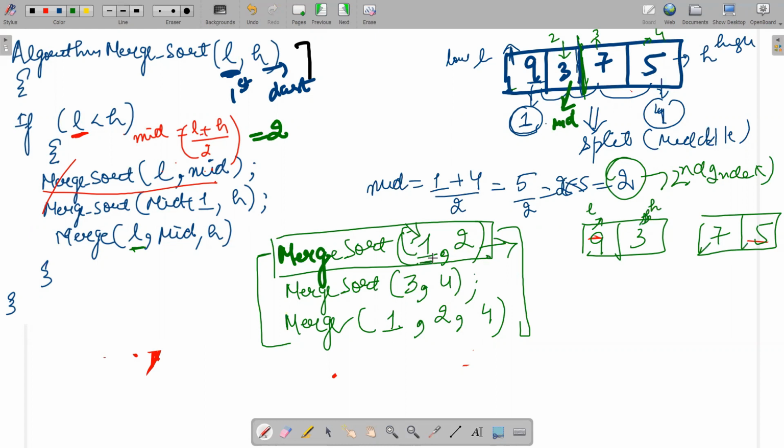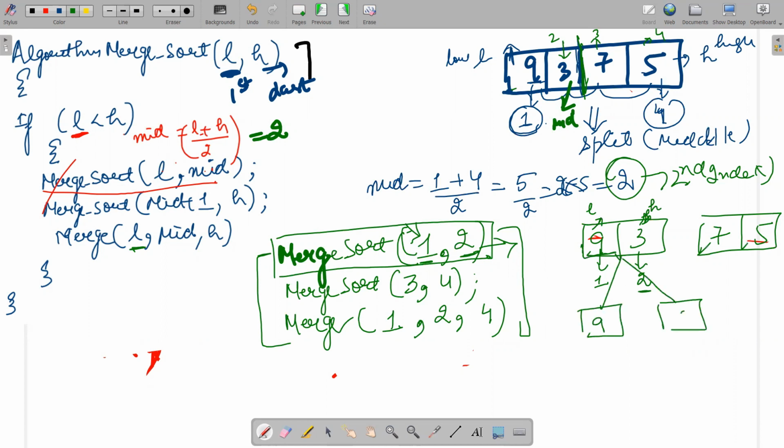We have got the first element, which is 1, and we have got the 2 over here. Although it was a middle for this 9, 3, 7, 5, L would be my first element and H would be my last element, and that last index is 2. So again, I will call this. Now the point is, the moment 9, 3 is done, I will split this problem even into 9 as well as 3.